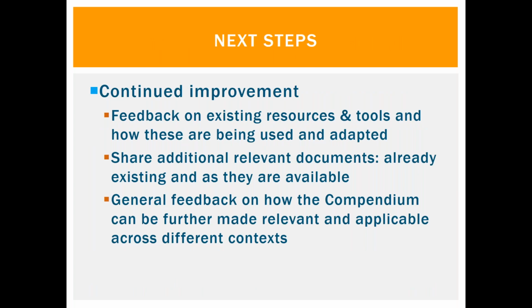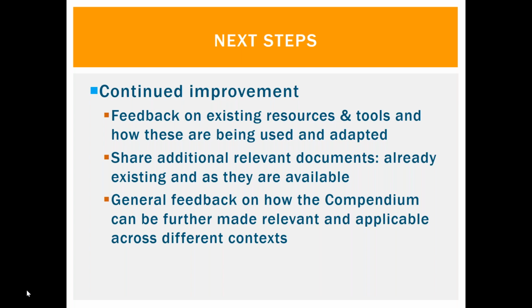So again, this is the first edition, and it's a living document. We really would like for there to be continued improvement of the compendium, that it is used as much as possible, and that we can get feedback on the existing resources and tools, how they are being used and adapted, and which ones are the most useful and how. We're also hoping to include additional relevant documents, either already existing or as they become available, such as the quality framework or the mentoring and coaching training from the Global Alliance for Child Protection and Humanitarian Action, as we move to the second edition. And we welcome general feedback on how the compendium can be made more relevant and applicable across different contexts.